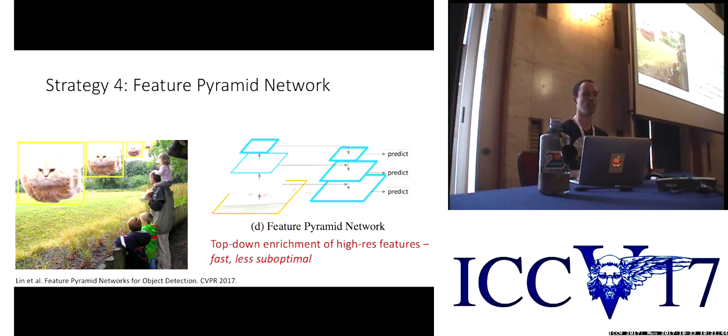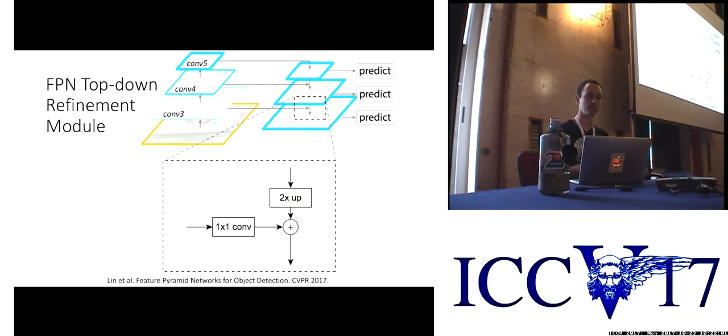And the reason why I say less is because what we found is that if you combine this approach again with the image pyramid approach, you still see improvements. So while this does take a step in the direction of improving scale invariance and equivariance, it doesn't fully alleviate the issues. So let's take a look at what one of these top-down refinement modules looks like.